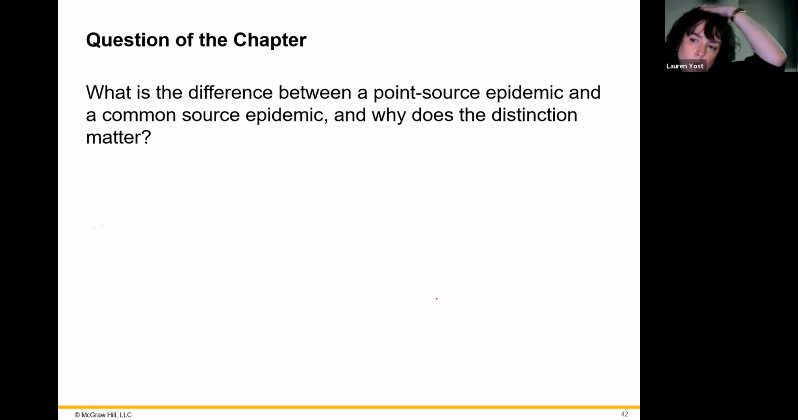So what is the difference between point source epidemic and common source epidemic? And why is there a distinction? Why does it matter? Remember, point source: one source, all at one time, right? One exposure, that's it. Common source: there is one source physically, but it's spread out over time, like people visiting the contaminated wells.